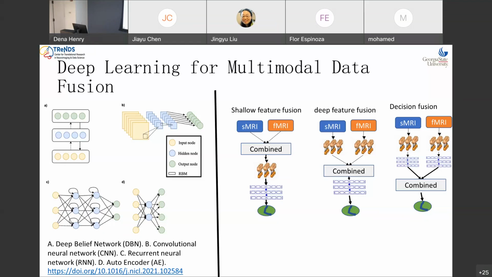And the last way of fusion is decision fusion. We can train each data modality separately and get modality-specific features and modality-specific classifications or regressions. Then at the decision level, we combine them. So there are different ways to fuse the data. We use deep learning neural networks for fusing imaging and genetics, and we are usually at this level: we get the domain-specific features first, then combine them, then do the final classification or regression.